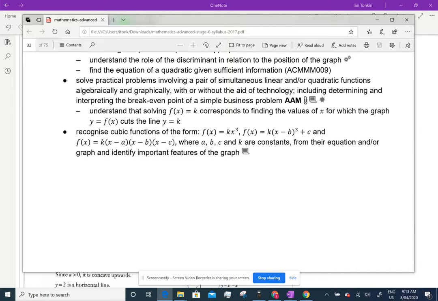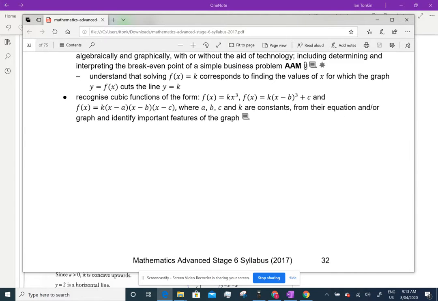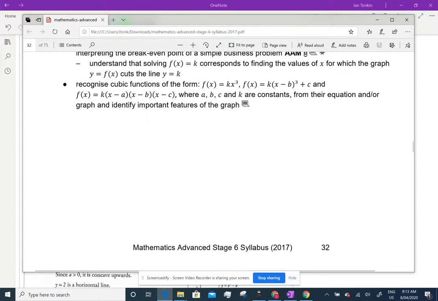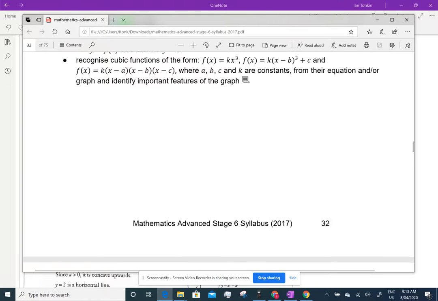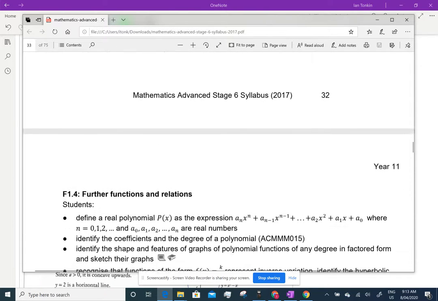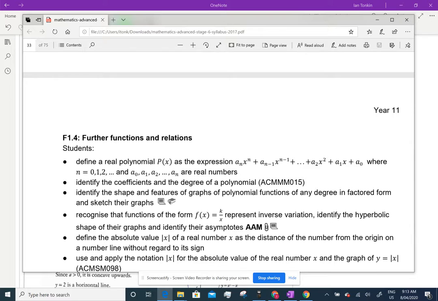Before we move on though, let's have a quick look. There's the cubic, and notice that you get k(x minus b) cubed plus c. That was a form that we were given. And f of x equals k times (x minus a)(x minus b)(x minus c), where a, b, c and k are constants. And we can graph that. So that was what that cubic was about. Over here, further functions, which we're going to do later. In our textbook, we've already done polynomials.